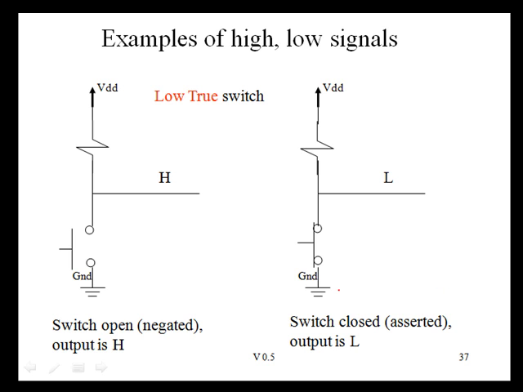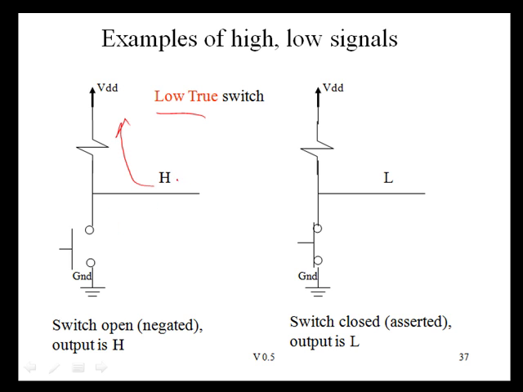This is actually a more commonly used push button configuration for outputting logic 0, logic 1. And this is one that we're going to use in this class. In this particular case, it's called a low true switch. When the push button is open, that means we have a path here to VDD. We're not shorting it to ground.